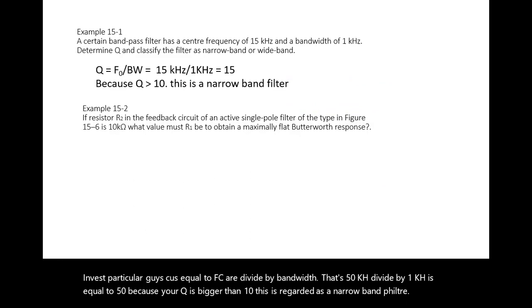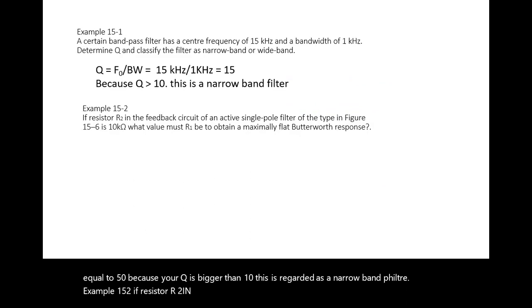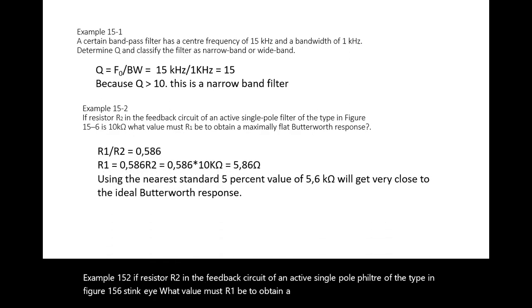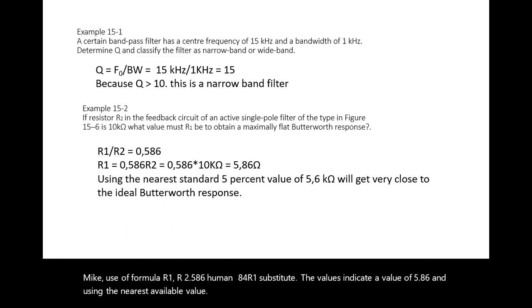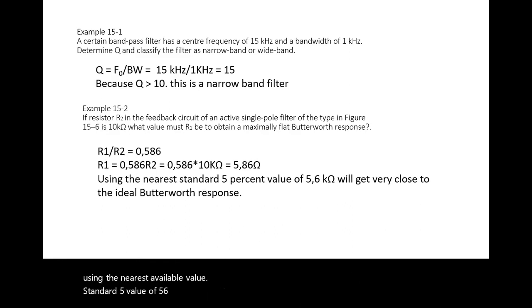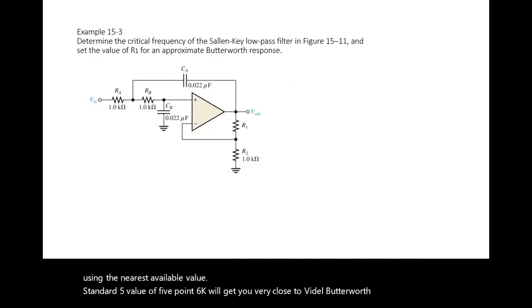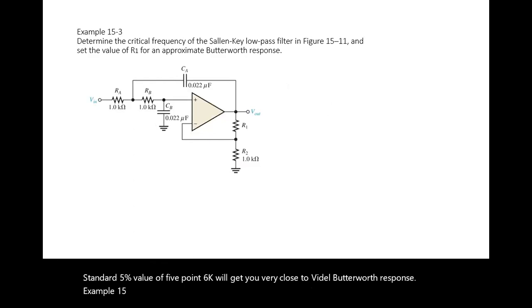Example 15.2: if resistor R2 in the feedback circuit of an active single-pole filter of the type in figure 15.6 is 10K, what value must R1 be to obtain a maximally flat Butterworth response? Make use of the formula R1/R2 is 0.586. You manipulate for R1, substitute the values, and you get a value of 5.86K. Using the nearest available standard 5% value of 5.6K will get you very close to the ideal Butterworth response.